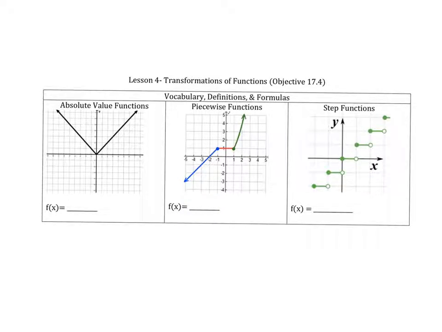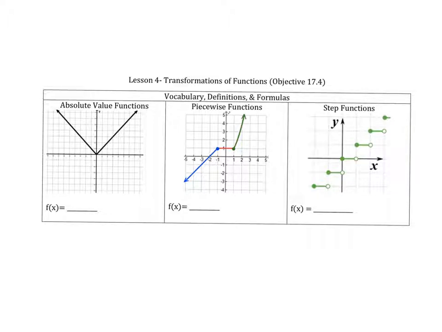This video is over Objective 17.4, Transformations of Functions. We're going to start in the vocab section of your lesson. First thing we want to write the equation of the parent function for each of these types of graphs. In Lesson 3, we learned three types of graphs as well: linear, quadratic, and exponential.